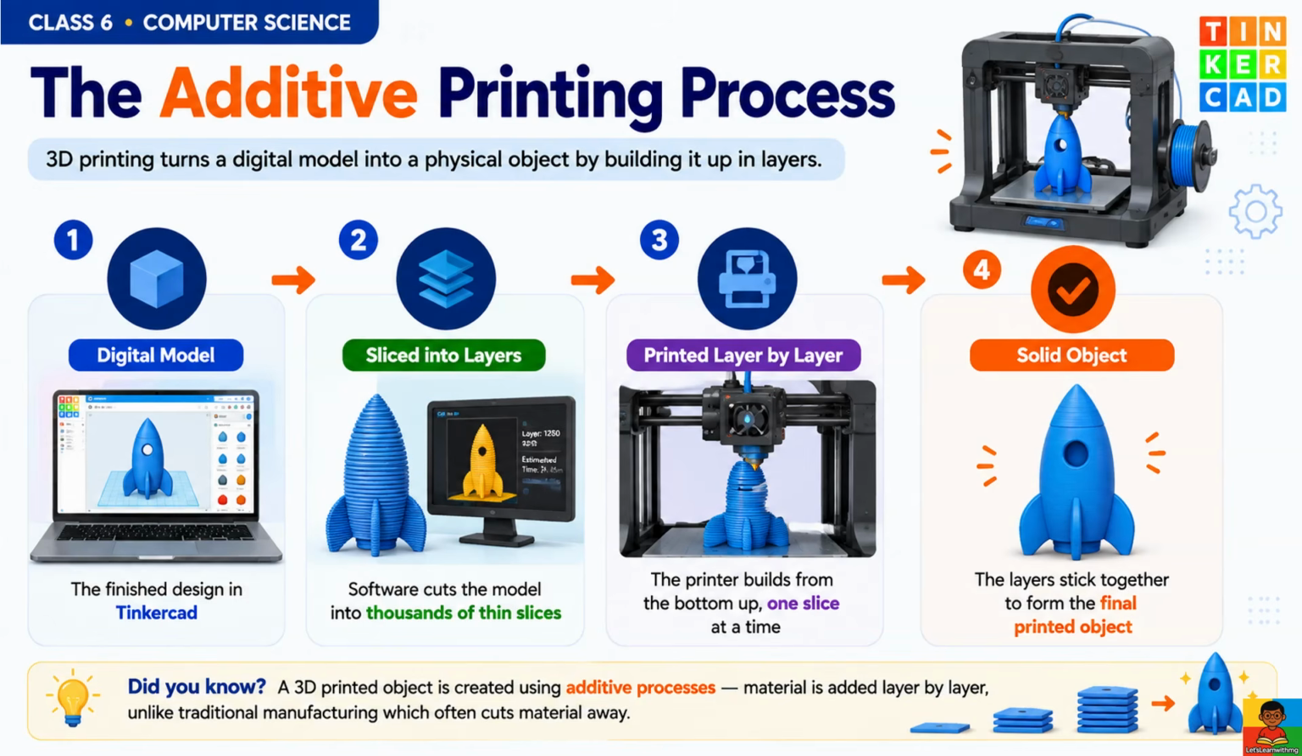A 3D printed object is created using additive processes, in which material is added layer by layer, unlike traditional manufacturing, which often cuts material away.